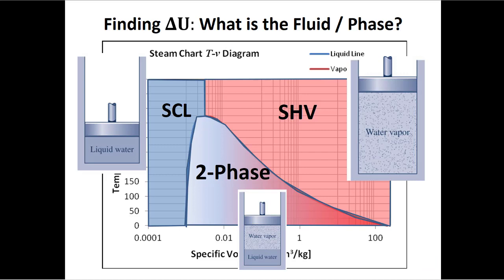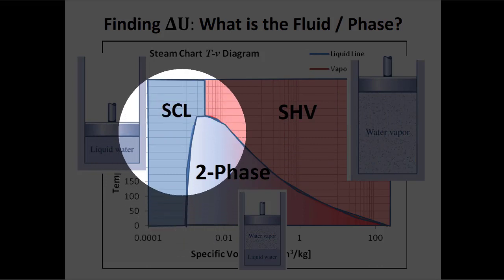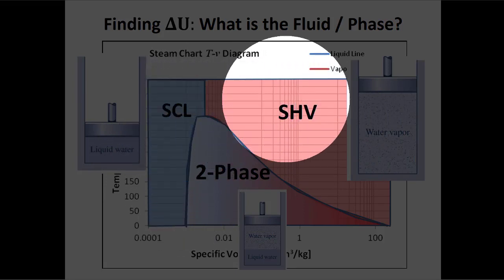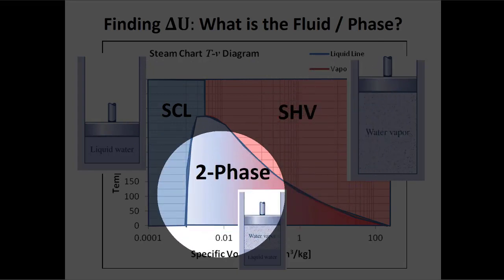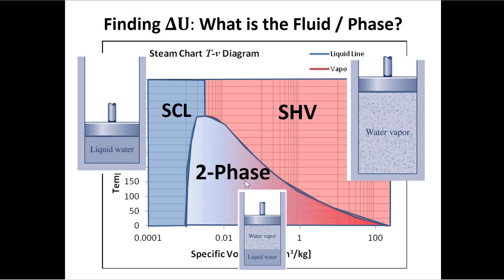There's other ways that we can find delta U, so we need to know what is the fluid. And when the fluid is water, there's a second part of the question that we can ask, and that is, what phase of water are we talking about? Do we have only liquid water or subcooled liquid? Do we have only steam or water vapor or superheated vapor? Or do we have some combination of these two things under the vapor dome? So do we have a two-phase mixture? So we learned how to interpolate on different tables for these different properties of water.